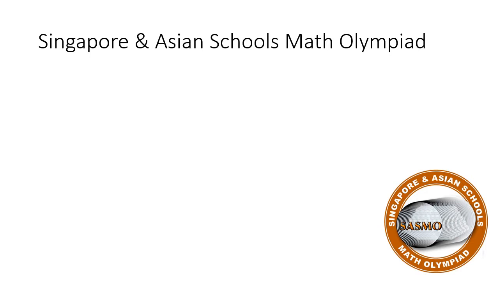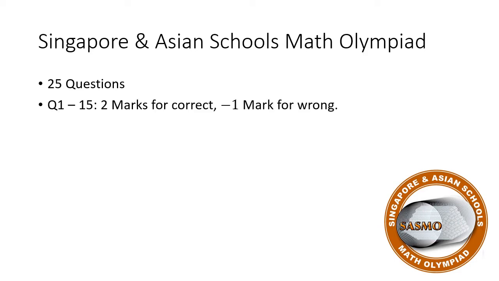SASMO stands for the Singapore and Asian Schools Math Olympiad. In total, there are 25 questions. The first 15 questions are MCQ questions. You get 2 marks for each correct answer and you lose 1 mark for every wrong answer. The next 10 questions are 4 marks for each correct answer. There are no marks penalized for wrong answers.